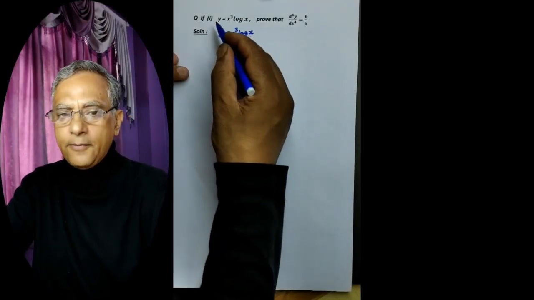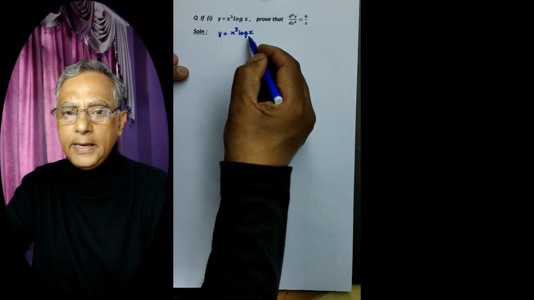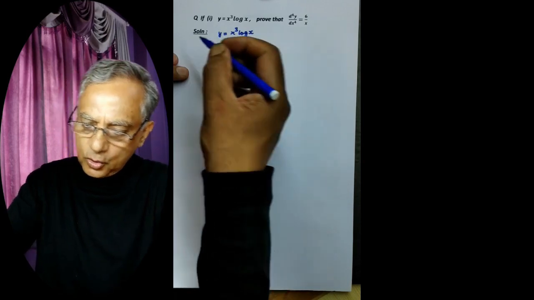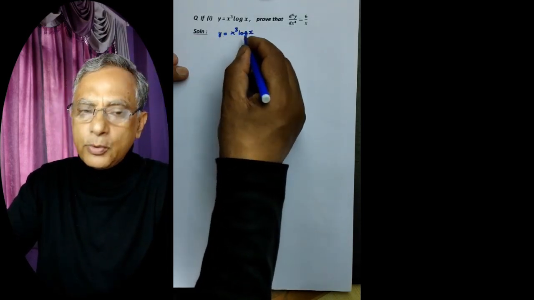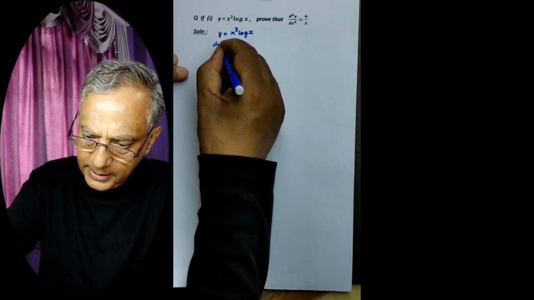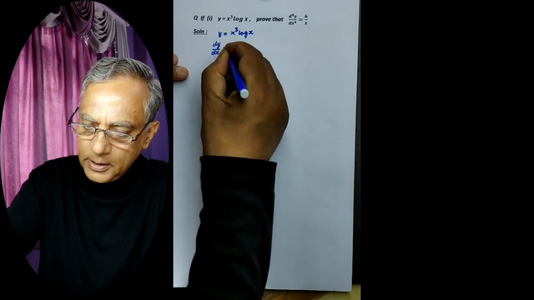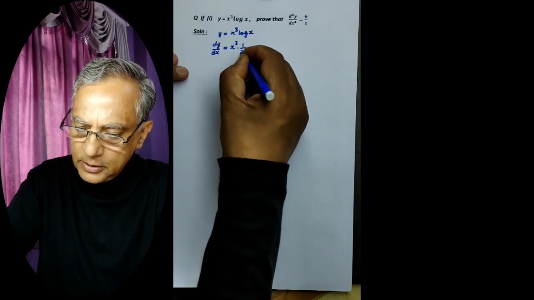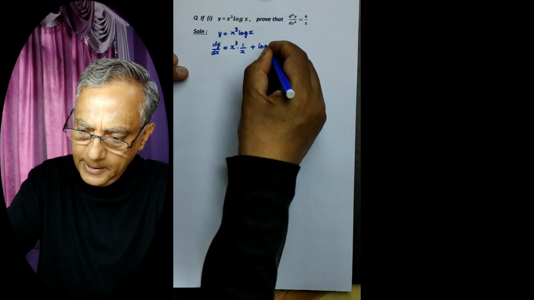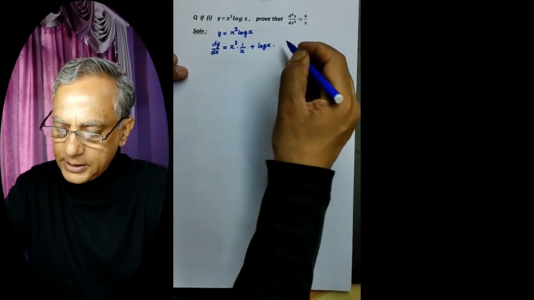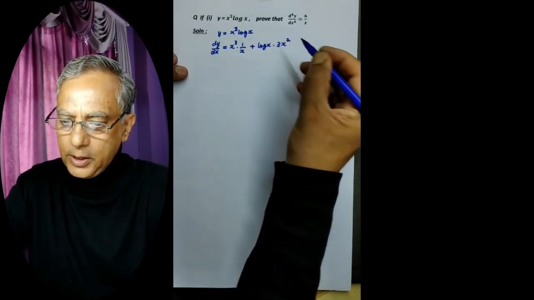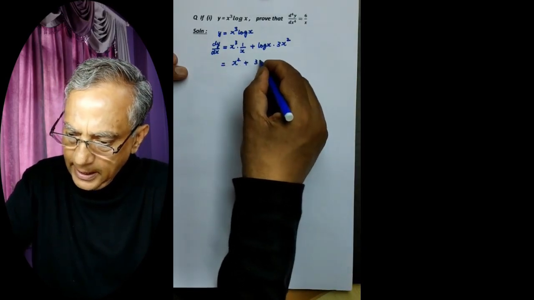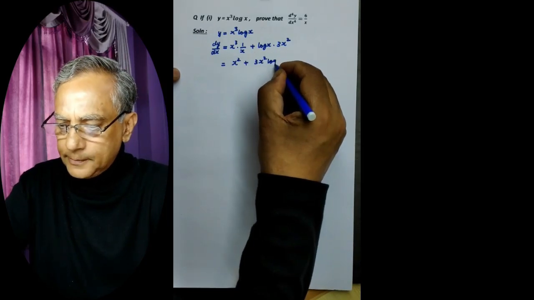Now in this question we are given y is equal to x³ log x, and we have to find the fourth order derivative of this. So what we do is we differentiate both sides of this with respect to x. So what we get is dy by dx is equal to first function into differentiation of log x. Differentiation of log x is 1 by x plus second function log x into differentiation of first, which is 3x². So what we get is x² + 3x² log x.